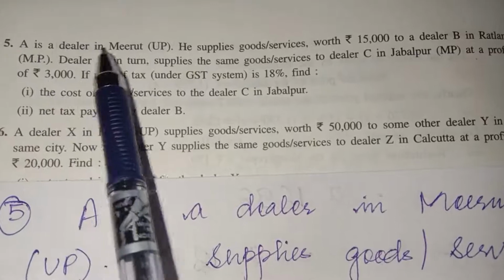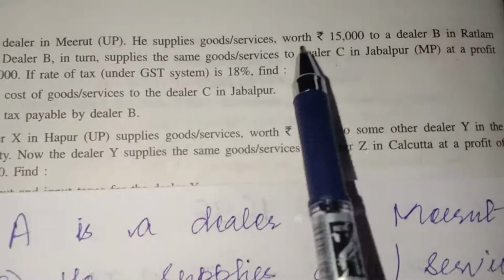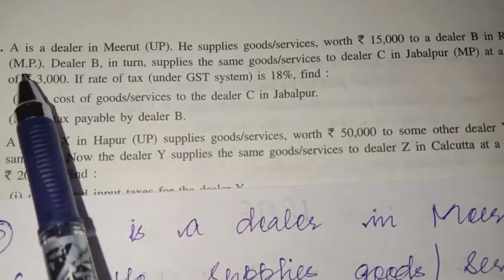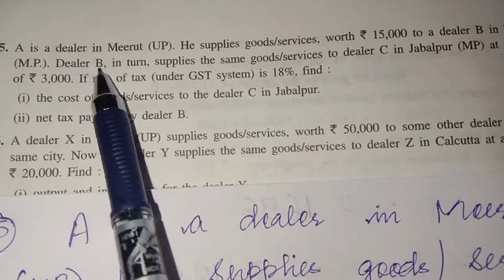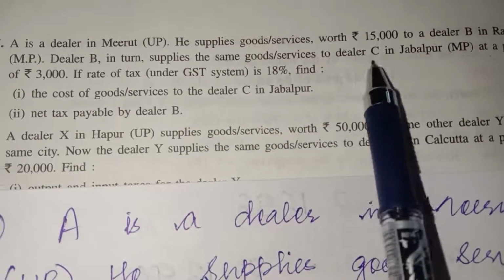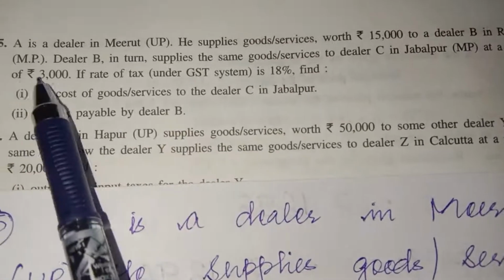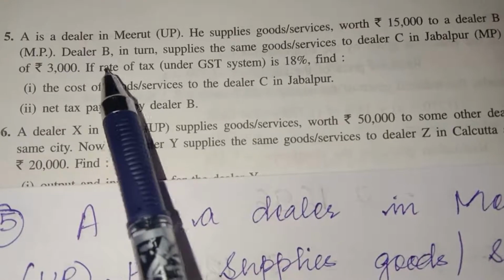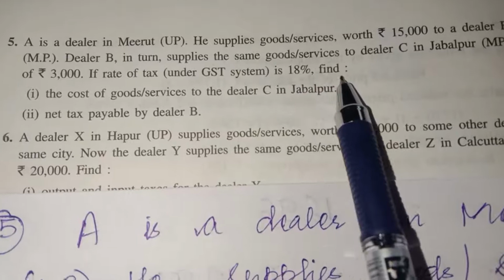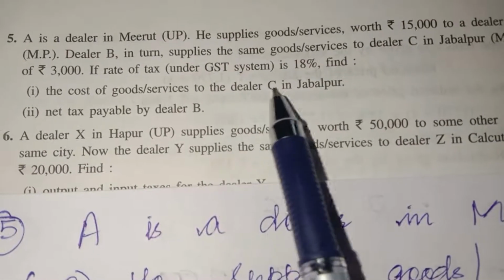A is a dealer in Meerut, Uttar Pradesh. He supplies goods services worth rupees 15,000 to a dealer B in Ratlam, Madhya Pradesh. Dealer B in turn supplies the same goods services to dealer C in Jabalpur, Madhya Pradesh at a profit of rupees 3,000. If the rate of tax under GST system is 18%, find number 1 the cost of goods services to the dealer C in Jabalpur.